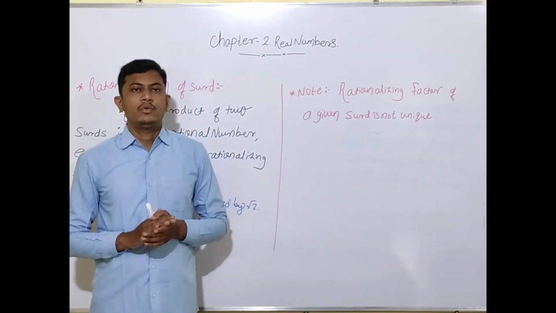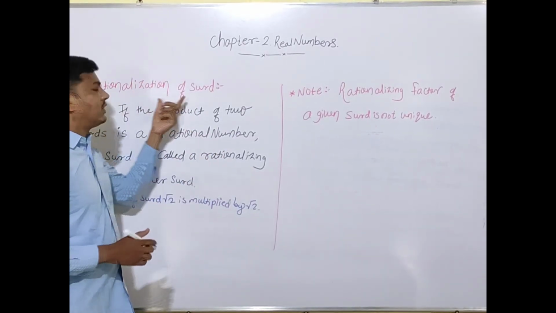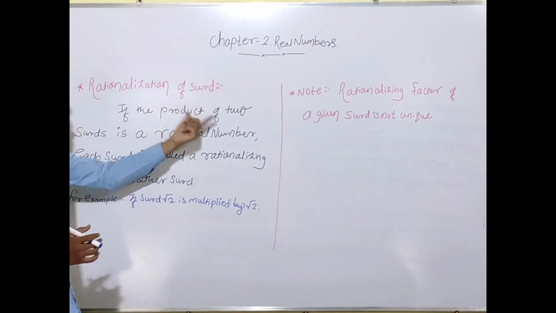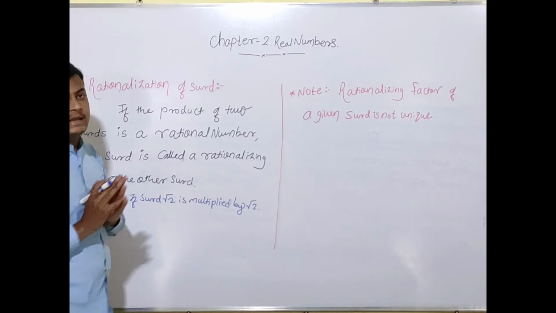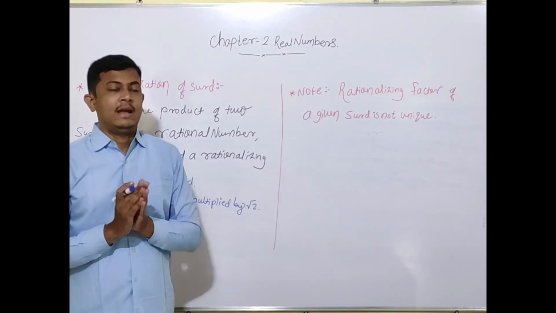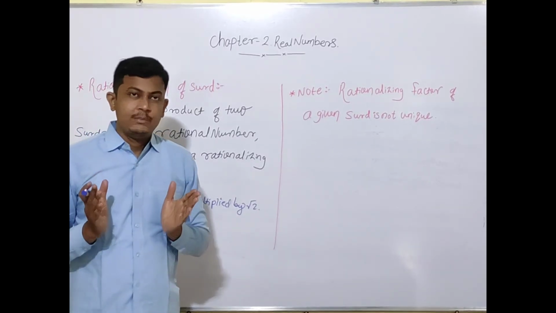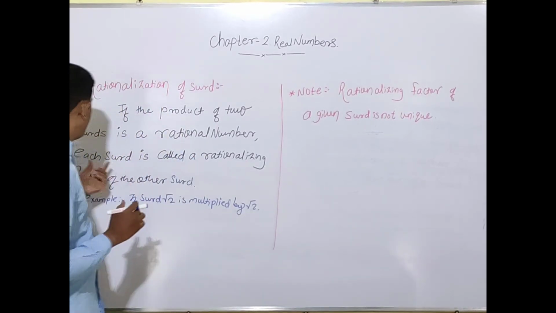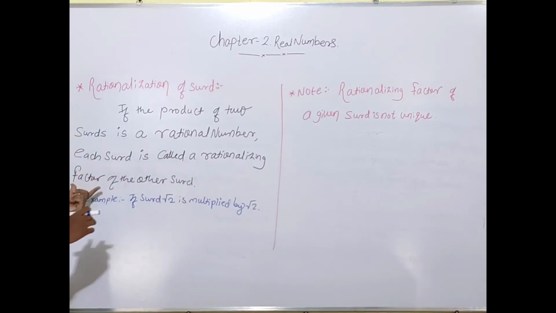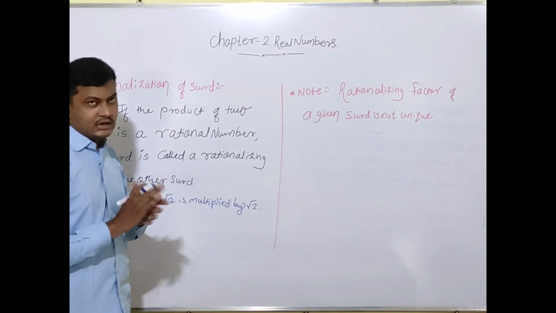Now the next topic we have to see is rationalization of a surd. If the product of two surds, after simplification, is a rational number, then each surd is called the rationalizing factor of the other surd.